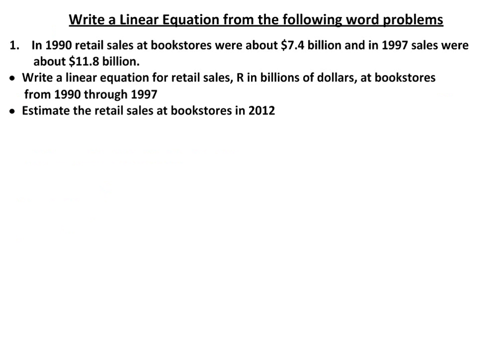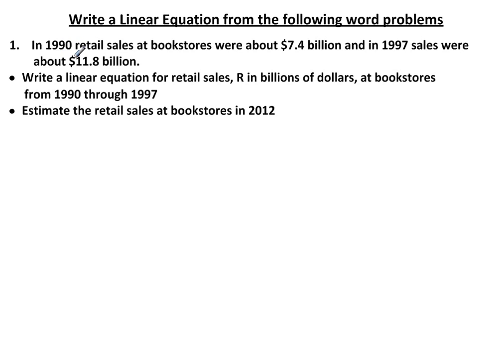So let's look at this. Write a linear equation from the following word problems. In 1990, retail sales at bookstores were about $7.4 billion, and in 1997, sales were about $11.8 billion. Write a linear equation for retail sales in billions of dollars at bookstores from 1990 through 1997. And then estimate the retail sales of bookstores in 2012. So all that information can be pretty overwhelming, but let's just break it down. Let's look at the information they give us.